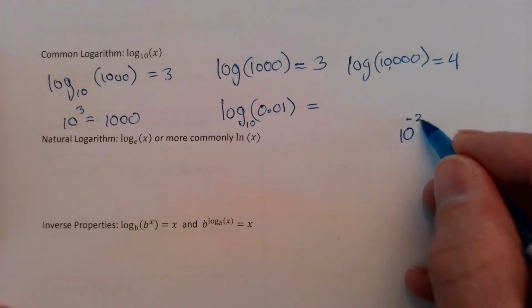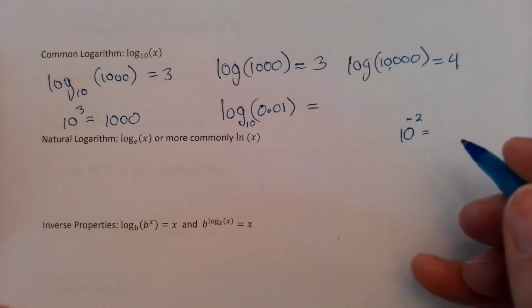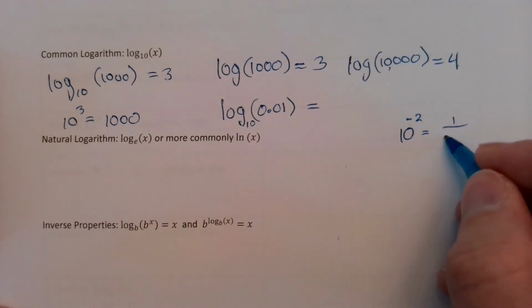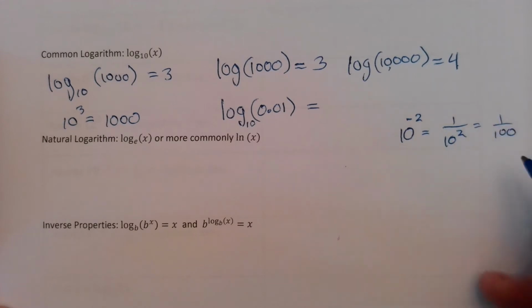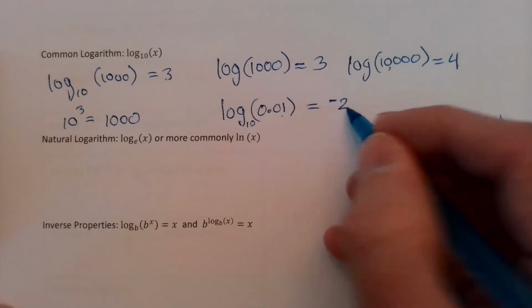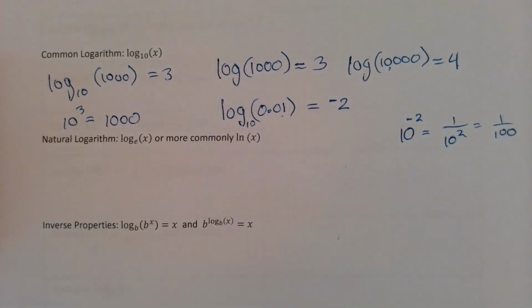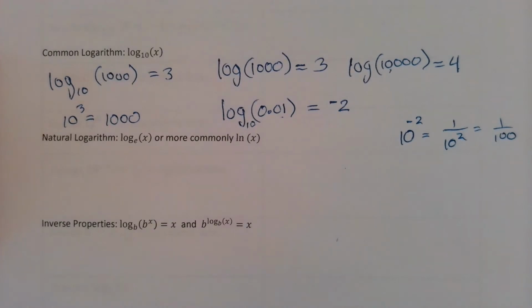Now, how come it's -2? Because 10 to the -2 power is 1 over 10 to the +2 power, which is 1 over 100, which is 0.01, that number. So the common log of 0.01, whether I show you that base or not, is -2.